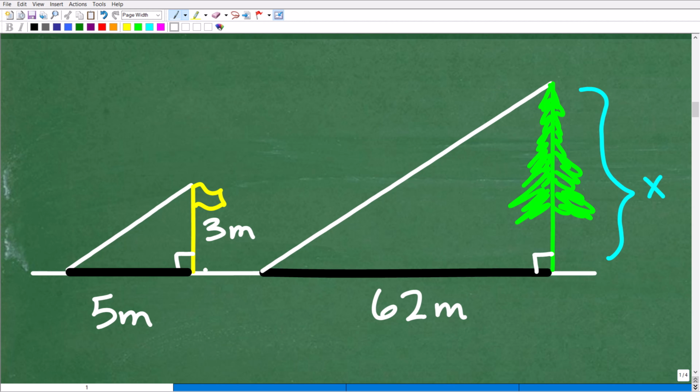So here's our flagpole, and here's the shadow. Here's the tree, and here is its shadow. So let's turn these into triangles. We're just simply going to connect the shadow to the top of the flagpole, and then the shadow over here to the top of the tree. So what we have is two similar triangles.